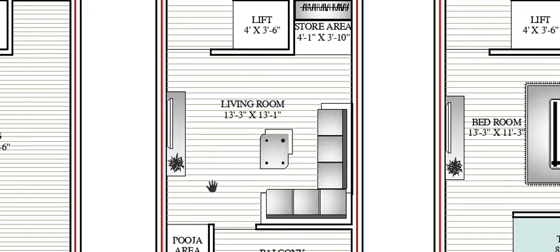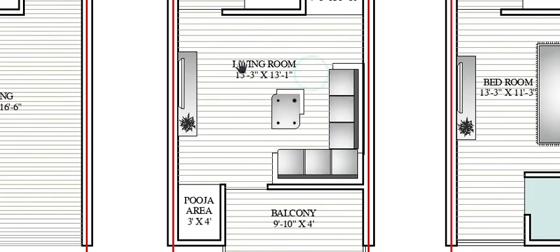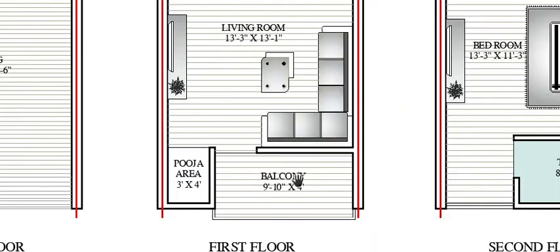This one is the TV unit, and the living room size is 13 feet 3 inch by 13 feet 1 inch. It means here to here is 13 feet 1 inch and here to here is 13 feet 3 inch. This is the balcony space for sitting and all purpose.